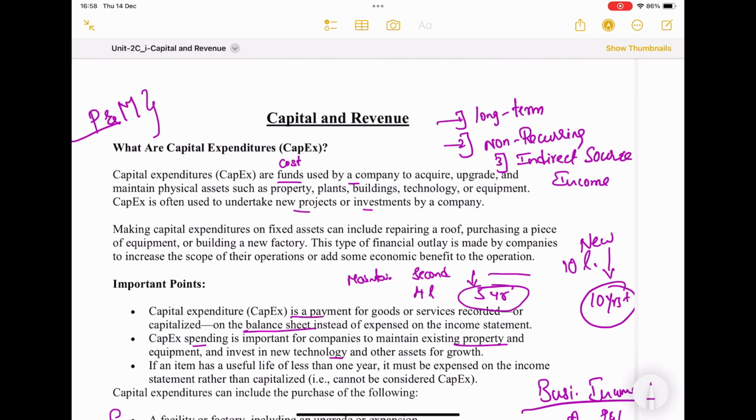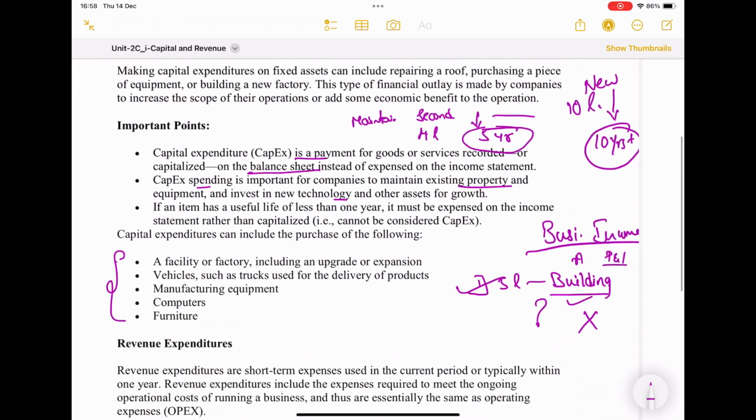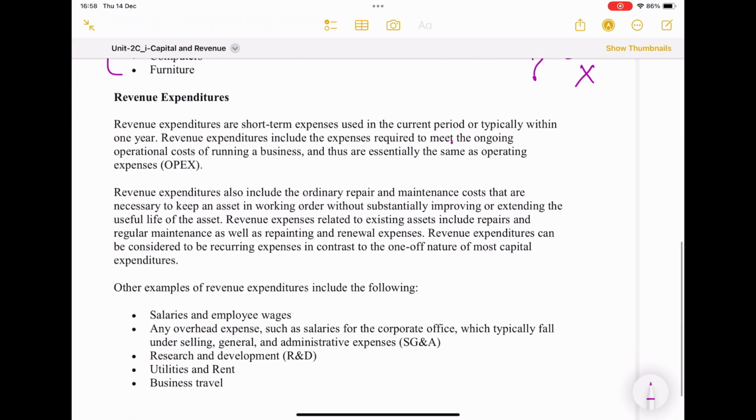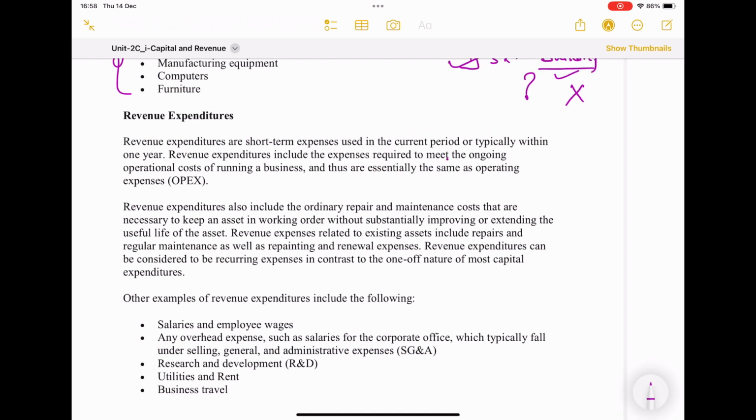One thing you have to keep in mind: capital expenses should be recorded in the balance sheet, and revenue should be in the income statement, that is the P&L account. You should not forget this. Okay, then only we can easily solve the problems. Okay, next thing, revenue expenses.